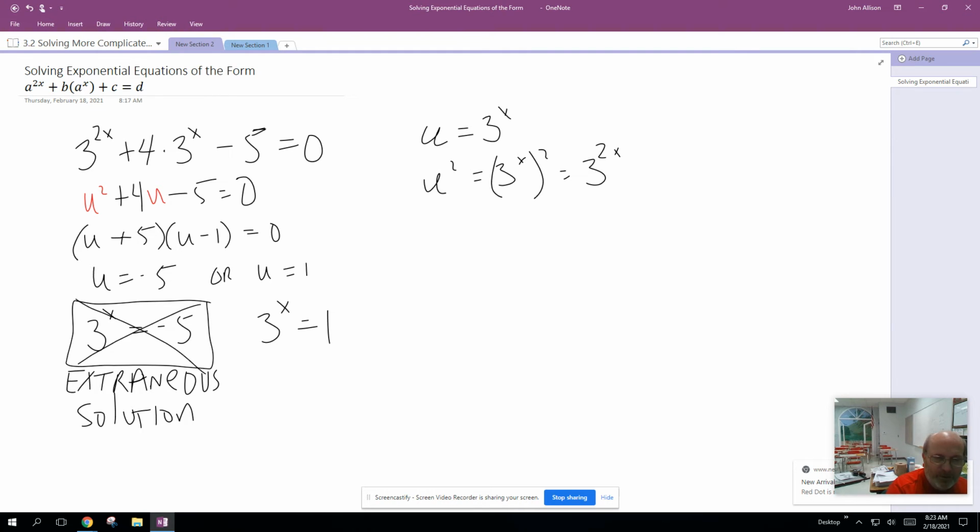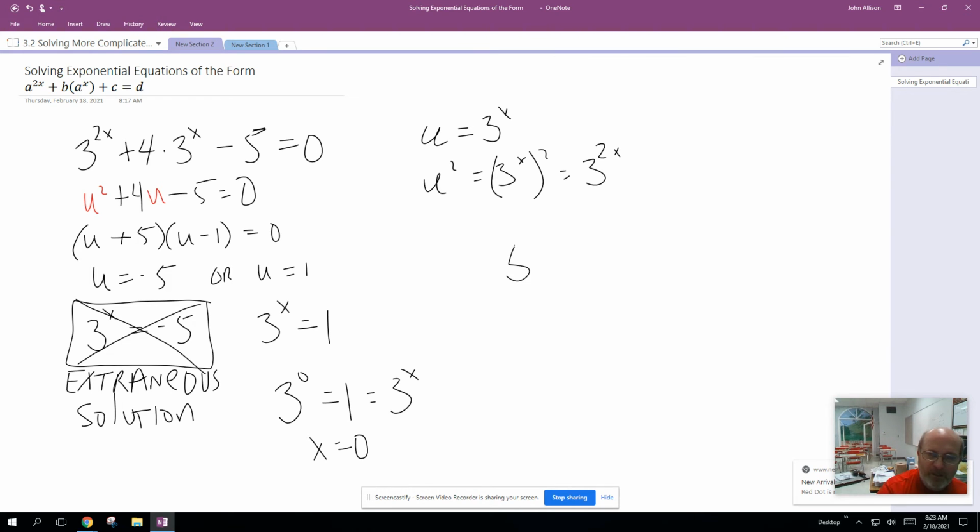And for this one, if we raise 3 to the 0 power, which equals 1, which is 3 to the x, that means x equals 0. Let's try one more.